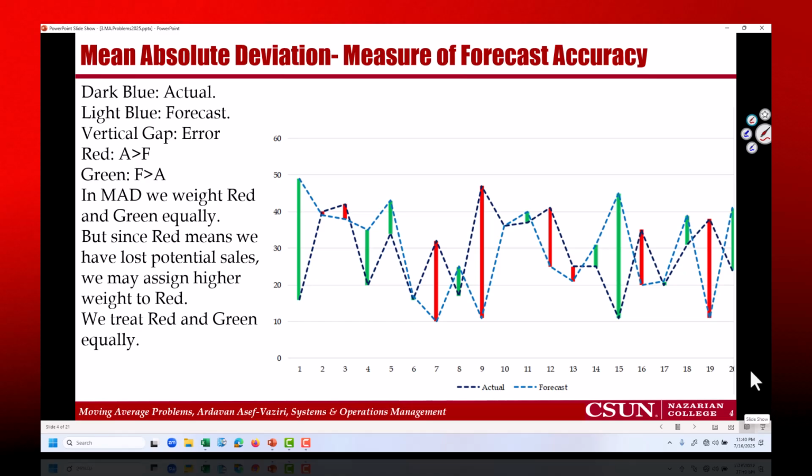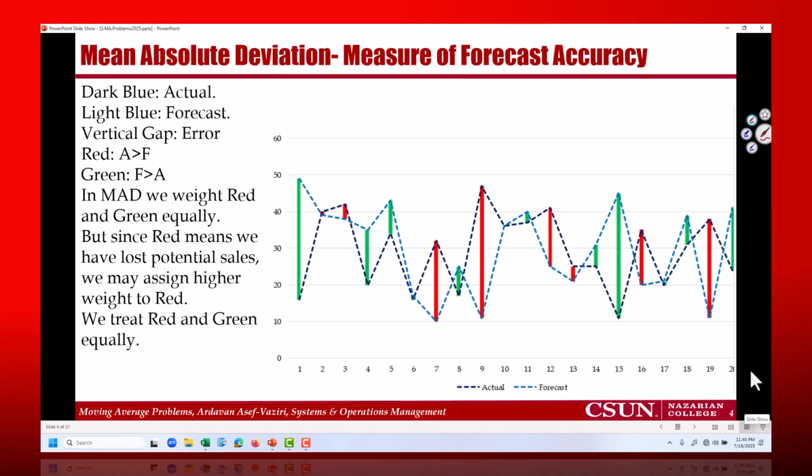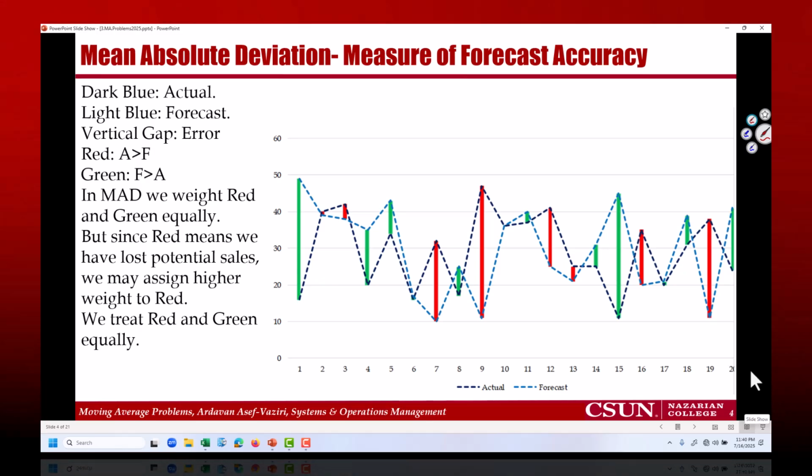Sometimes you can give higher weights when actual is greater than forecast, and try to direct your curve towards not underestimating the demand and not losing some sales. But as I said, in our procedure, we give the same weight to actual greater than forecast or forecast greater than actual.